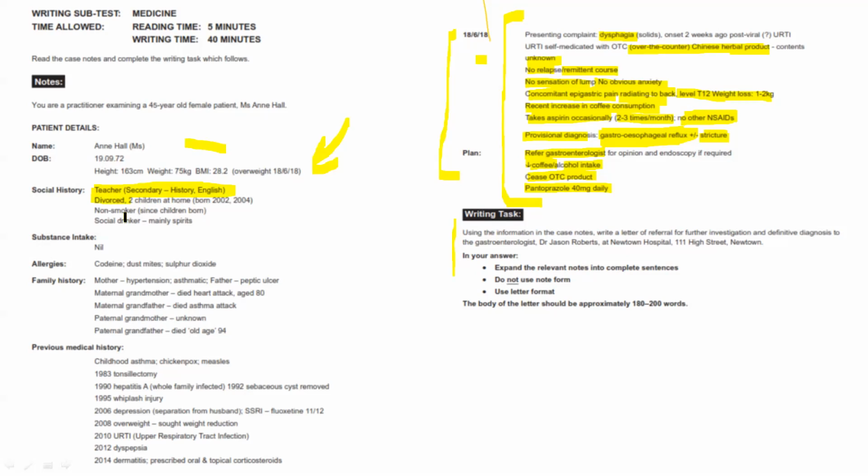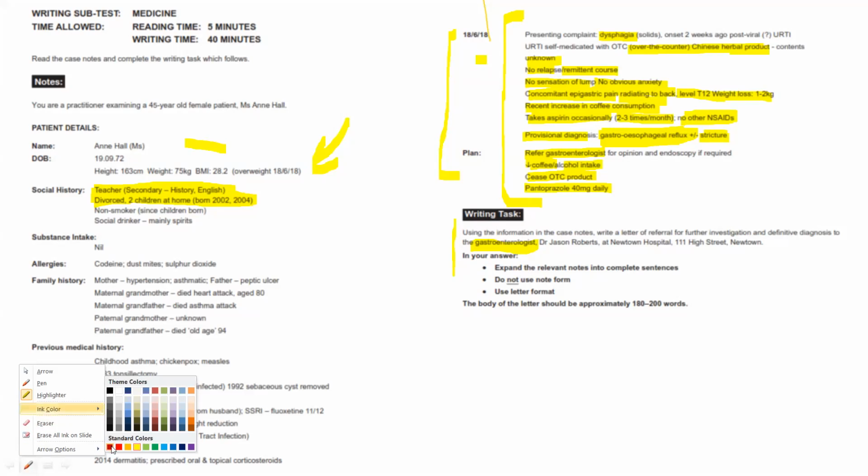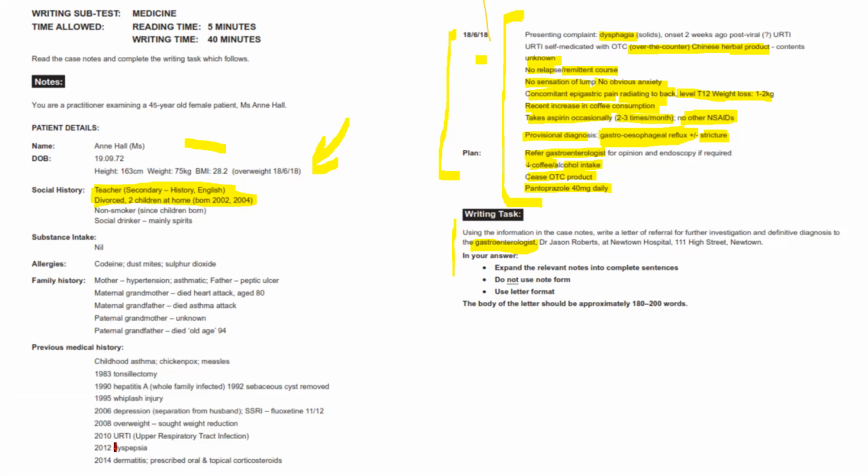Whether divorced or married or widower, what's the importance of this? Do you see that this is important for a gastroenterologist? I think social history is important, because it is a triggering factor for gastrointestinal reflux. Okay, but divorced and have children, and so on, is it important for this case?